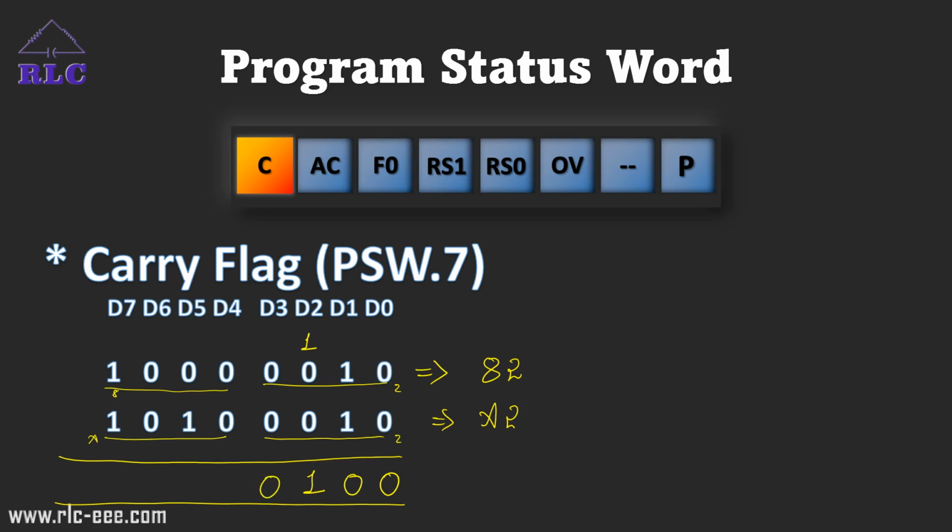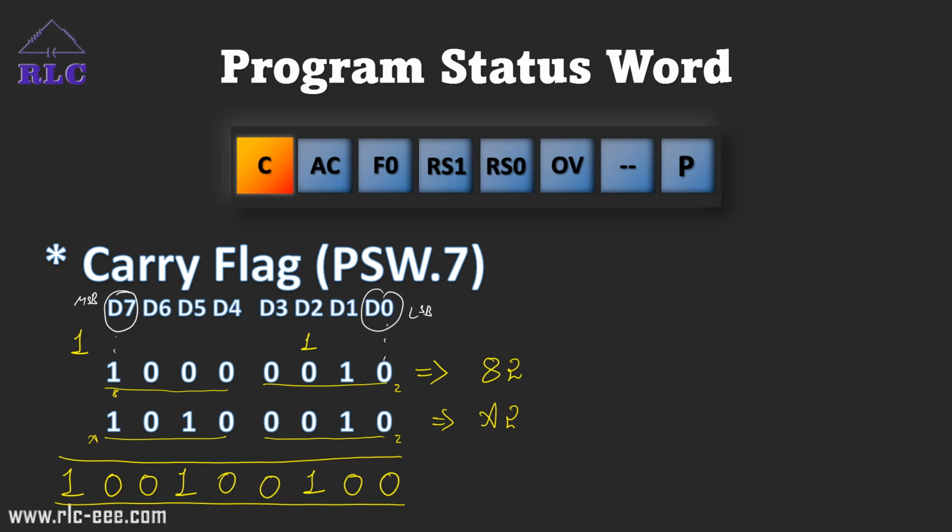0 plus 0 is 0. 0 plus 0 is 0. 0 plus 1 is 1. 0 plus 0 is 0. Then 1 plus 1 is 0 with a carry of 1. Now we can see we got a carry generated from the D7 bit. This is the D7 bit, and this is D0. So it increases from right to left, that is, LSB to MSB.